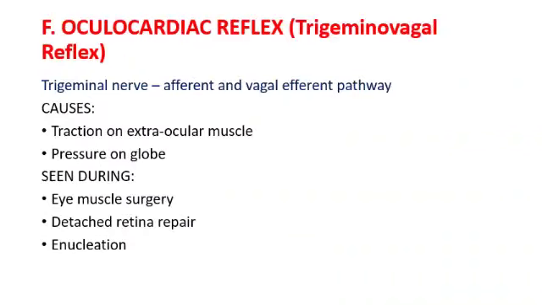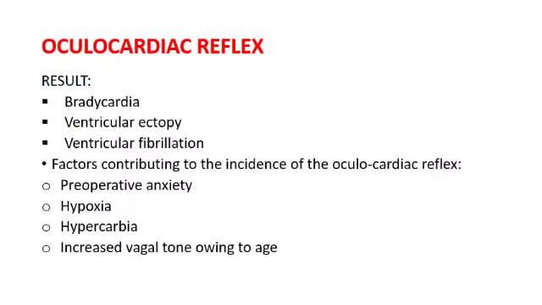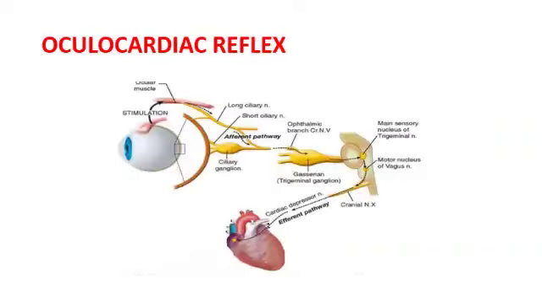Coming to the oculocardiac reflex, it's called the trigeminovagal reflex. The trigeminal nerve is the afferent and the vagal nerve is the efferent. Causes of this reflex are traction on the extraocular muscles and pressure on the globe, seen during eye muscle surgery, detached retina repair, and during enucleation. The result is bradycardia, ventricular ectopy, ventricular fibrillation. Factors contributing to the incidence of oculocardiac reflex are preoperative anxiety, hypoxia, hypercarbia, and increased vagal tone owing to age.